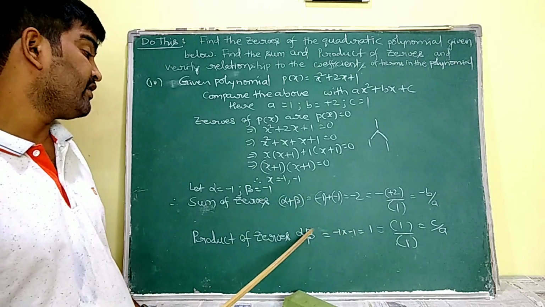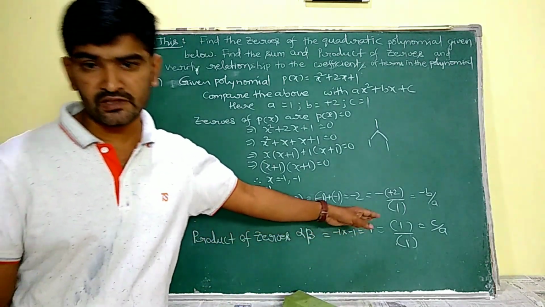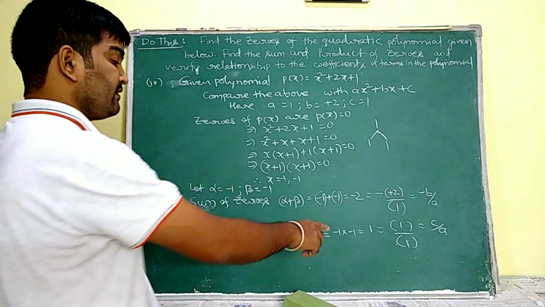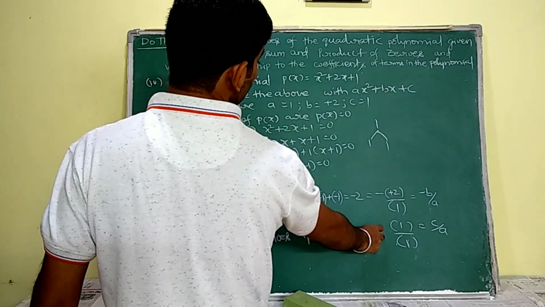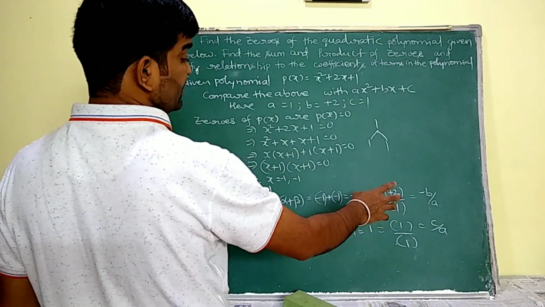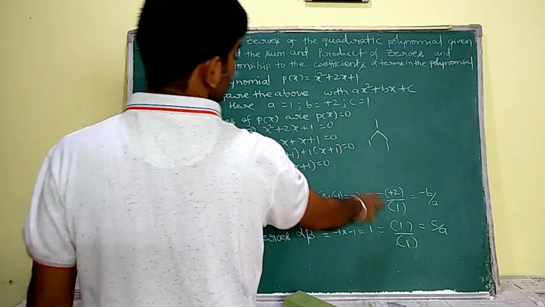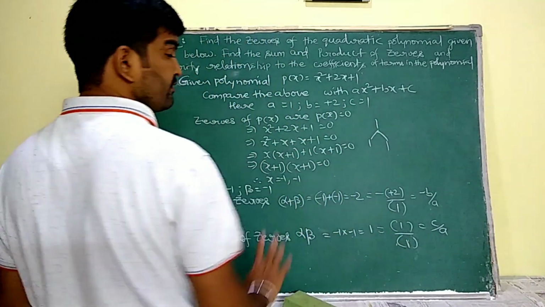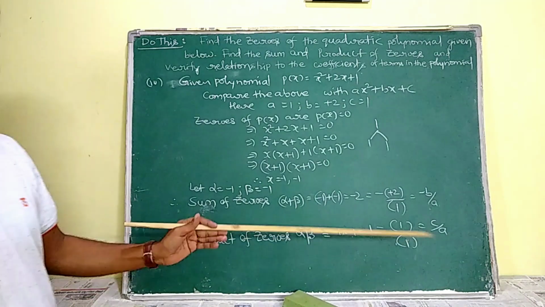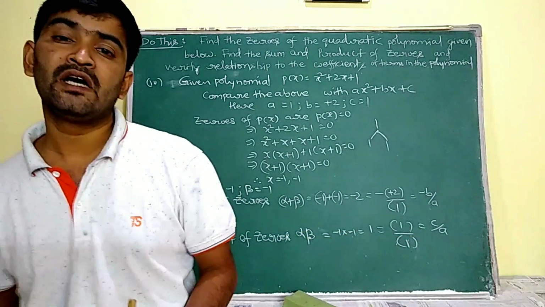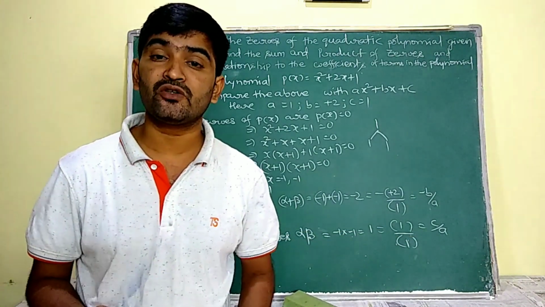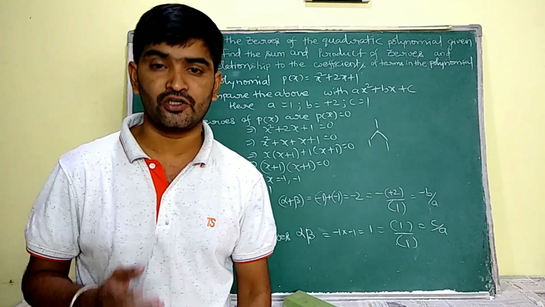Product of zeros, alpha into beta, minus 1 into minus 1, that is equal to plus 1, and here we have to see whether this plus 1 is going to equal c by a or not. c is equal to 1, a is equal to 1, c by a means 1 by 1, that is equal to 1, verified. So c by a we have to write. In this way we are going to check the relationship between the zeros of a polynomial and its coefficients.